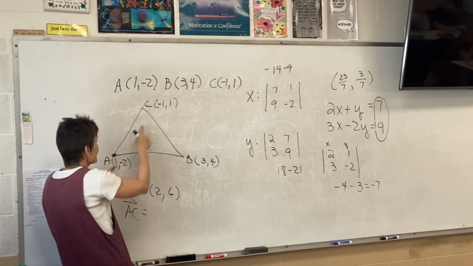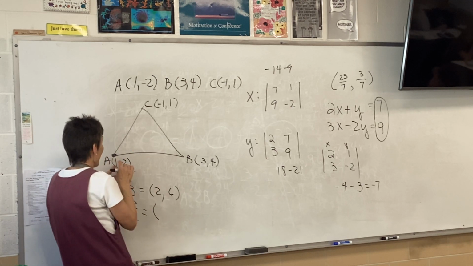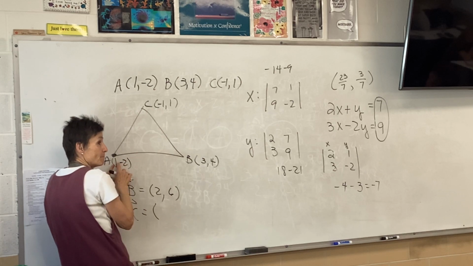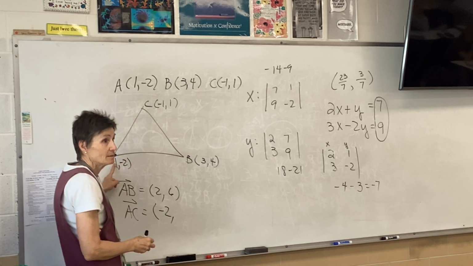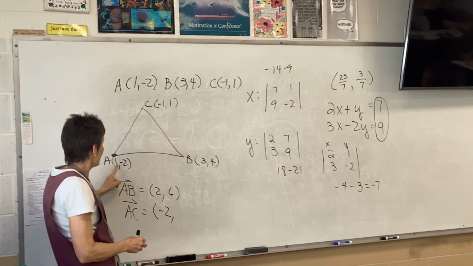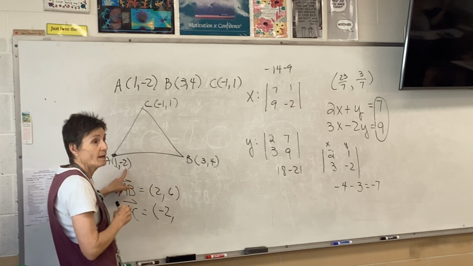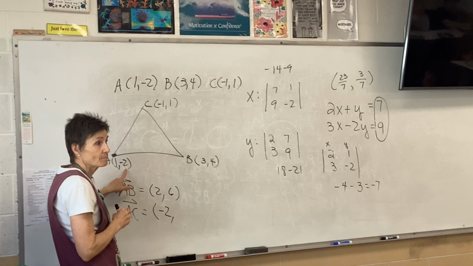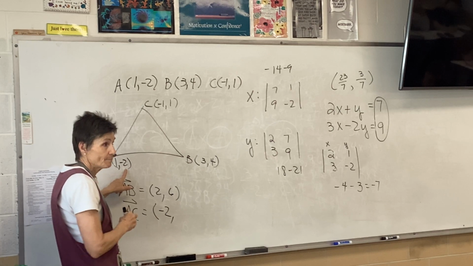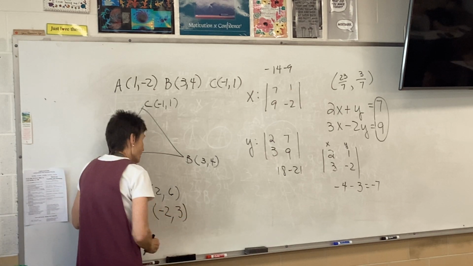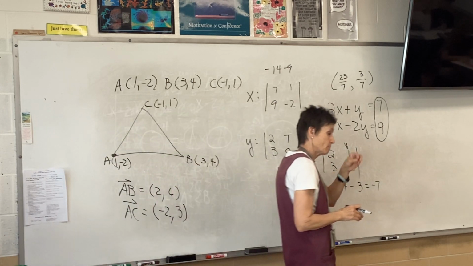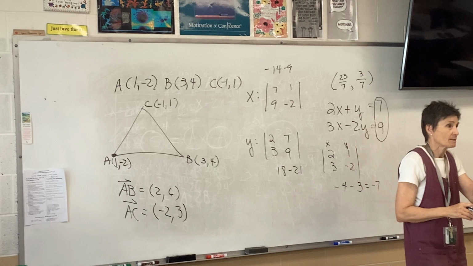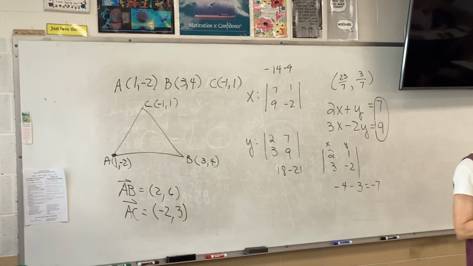From A to C. Watch it, that one would be -2. You've got to pay attention to the signs, positive and negative. And then from -2 to 1, 3. Okay, so we picked a point, A. We found the directed distance, the vector, from A to B and from A to C.